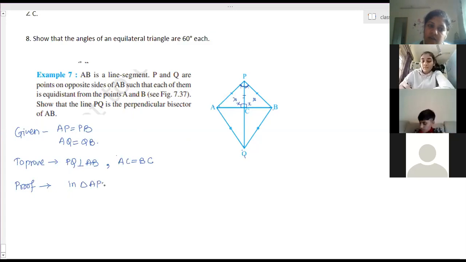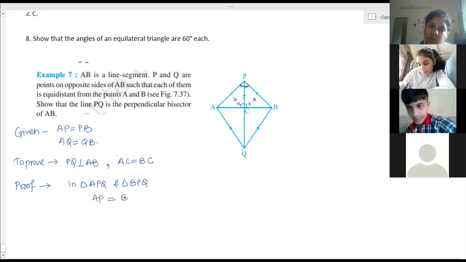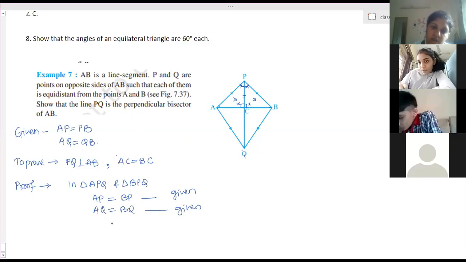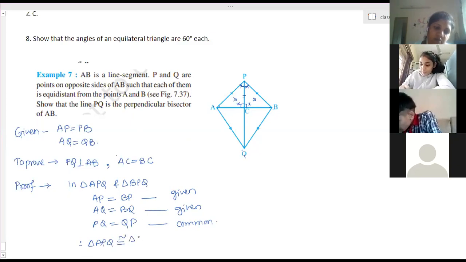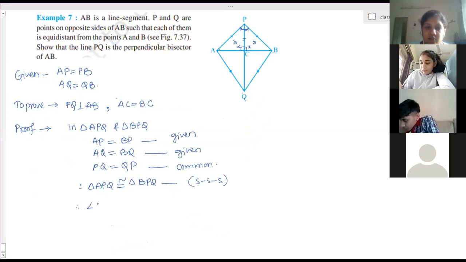In triangle APQ and triangle BPQ, AP is equal to BP, given. AQ is equal to BQ, that is also given, and PQ is equal to QP, common. Therefore, triangle APQ is congruent to triangle BPQ by SSS congruency. And therefore angle APQ is equal to angle BPQ by CPCT.